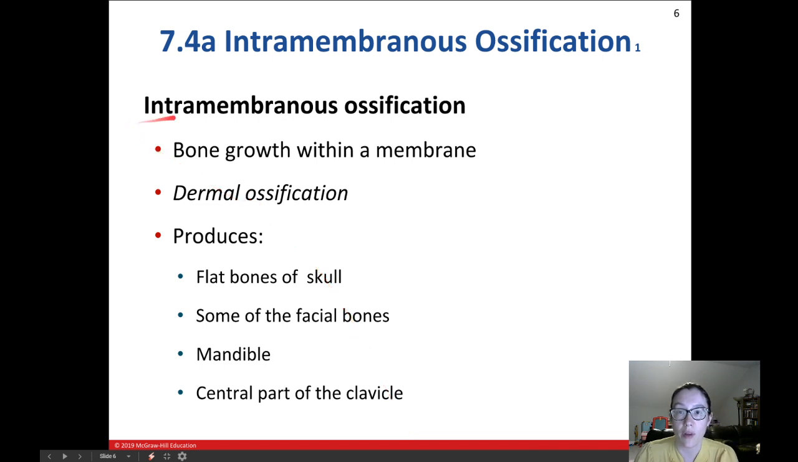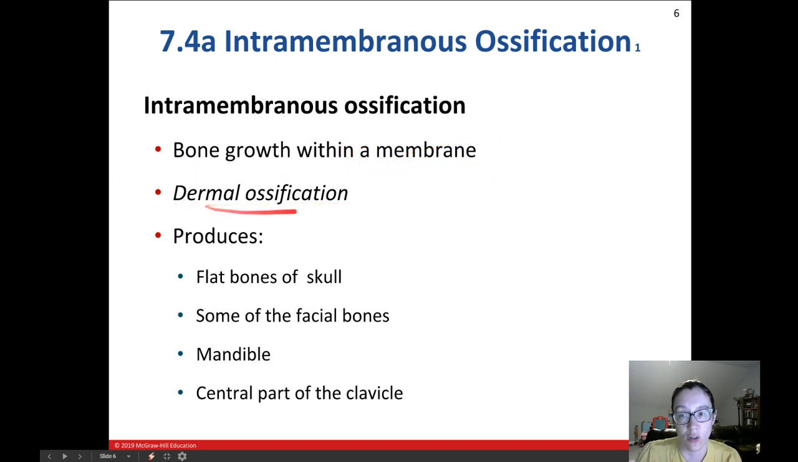So first we'll talk about intramembranous ossification. And this is bone growth from within a membrane. So intra, within, membranous is membrane, from within a connective tissue membrane. Remember that the initial connective tissue in the body was mesenchymal connective tissue. So we're going to start with that embryonic connective tissue, that mesenchymal connective tissue, and then it's going to directly become bone after this. So we're going to have bone growth within that mesenchymal connective tissue membrane.